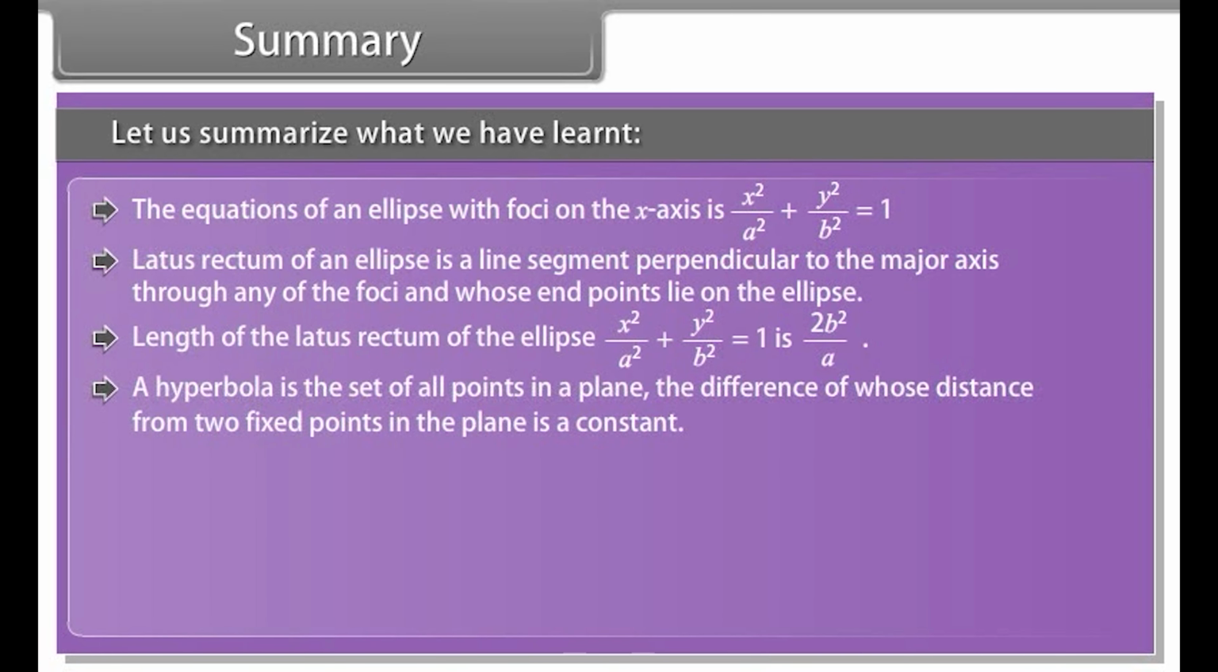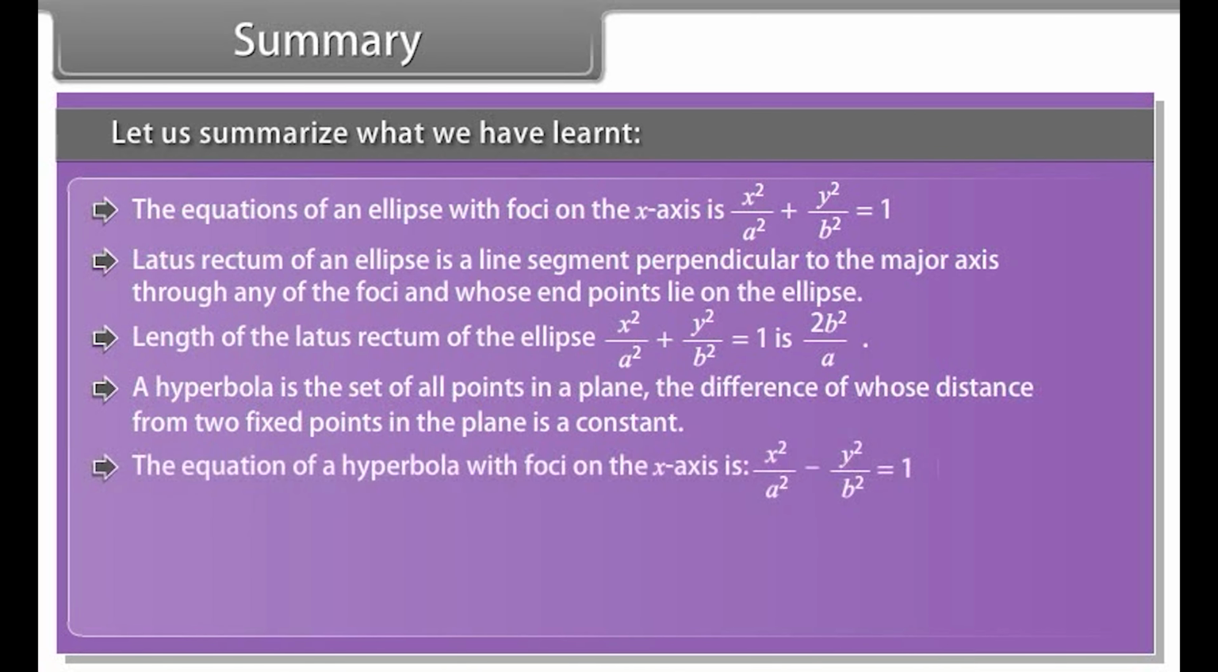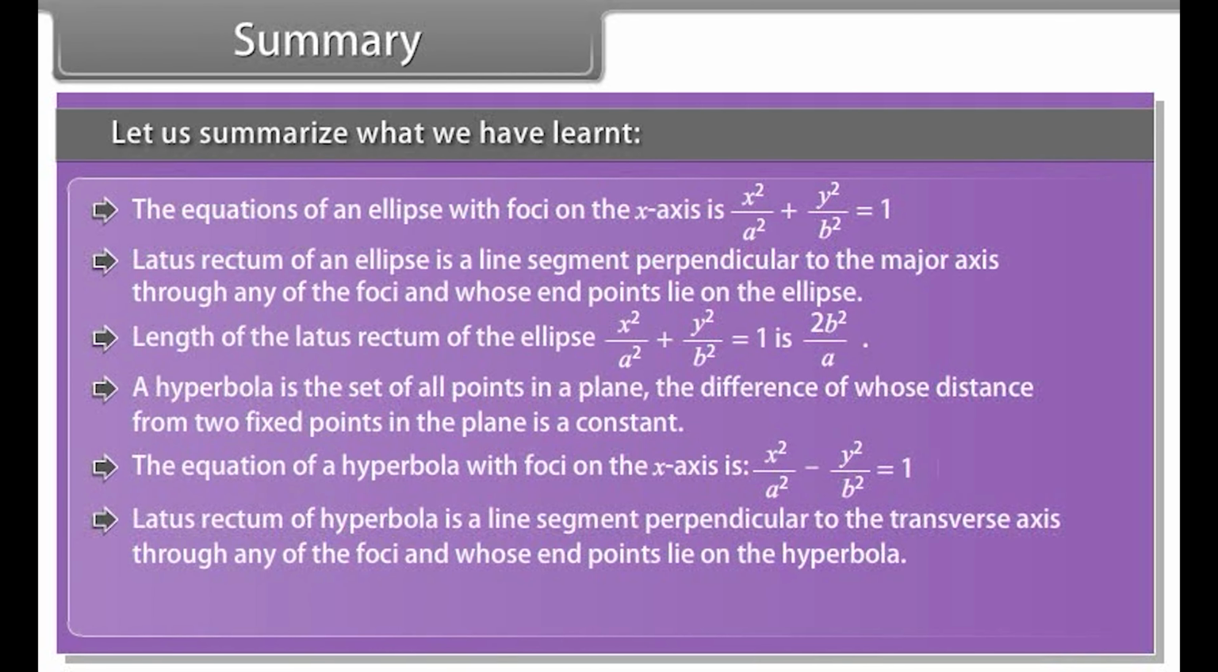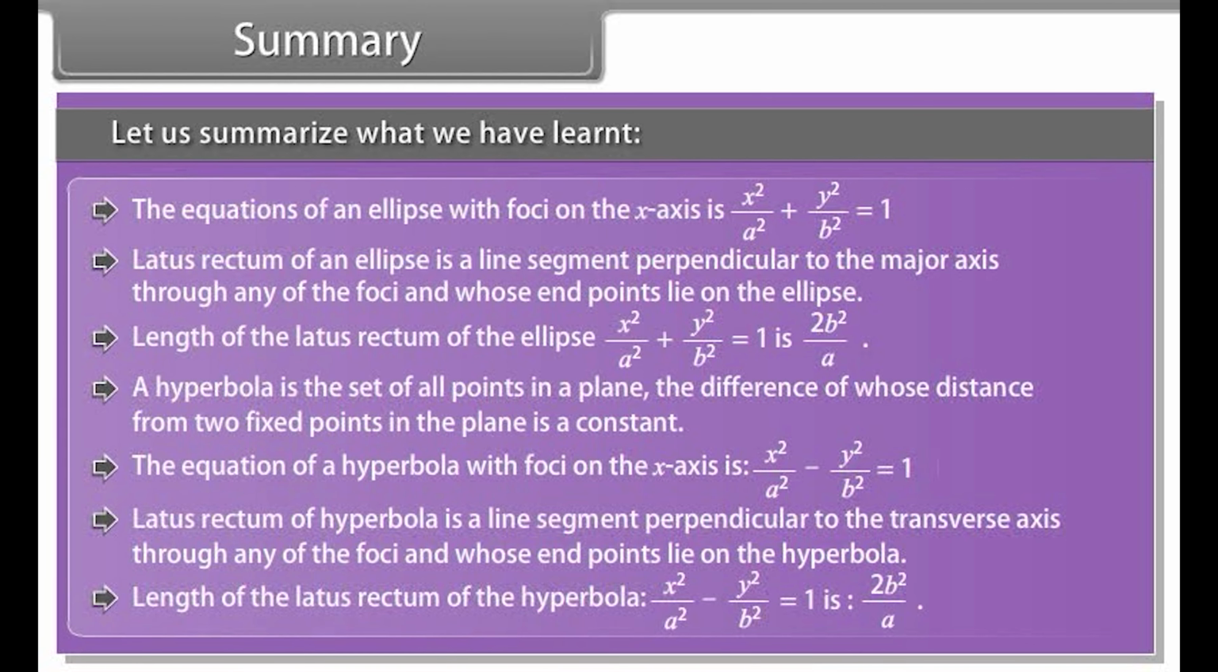A hyperbola is the set of all points in a plane, the difference of whose distances from two fixed points in the plane is a constant. The equation of a hyperbola with foci on the x-axis is x square by a square minus y square by b square is equal to 1. Latus rectum of a hyperbola is a line segment perpendicular to the transverse axis through any of the foci and whose endpoints lie on the hyperbola. Length of the latus rectum of the hyperbola x square by a square minus y square by b square is equal to 1 is 2b square by a.